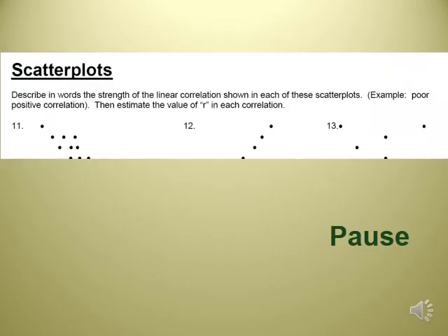So again, I'm going to suggest that you pause things for a minute. The next part is asking you to talk about the strength of a correlation and then to also come up with a value for R. I want you to see if you can think what those might be, and then we'll talk about what would be a good idea for those values in just a second.